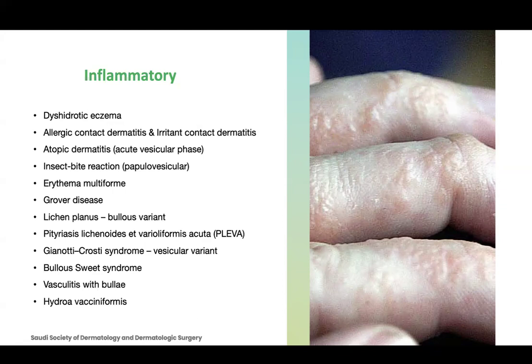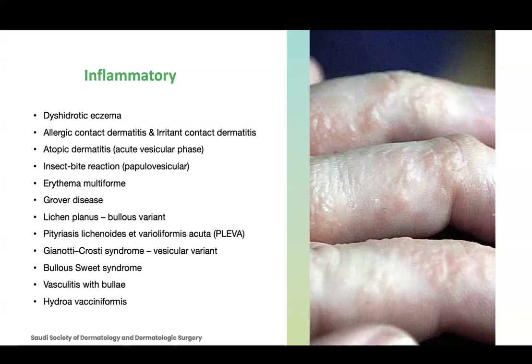And also we have the acute phase of atopic dermatitis, in which there are small vesicles, and other diseases like erythema multiforme. It presents with blisters, especially at the center of the target lesions. We have also Grover's disease that is itchy, in the upper trunk of usually white, older men. And we also have one of the variants of lichen planus. It's called bullous lichen planus.